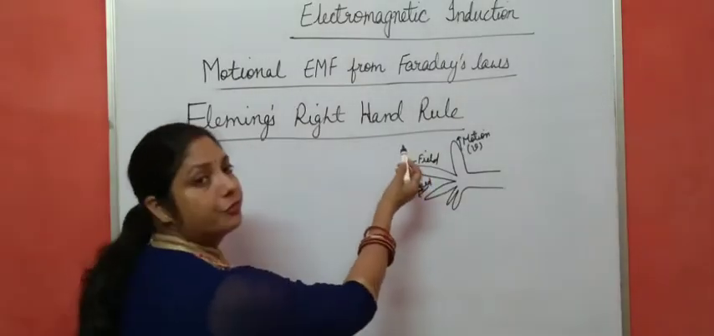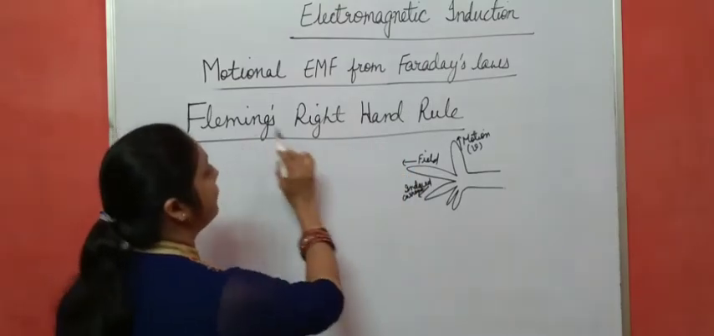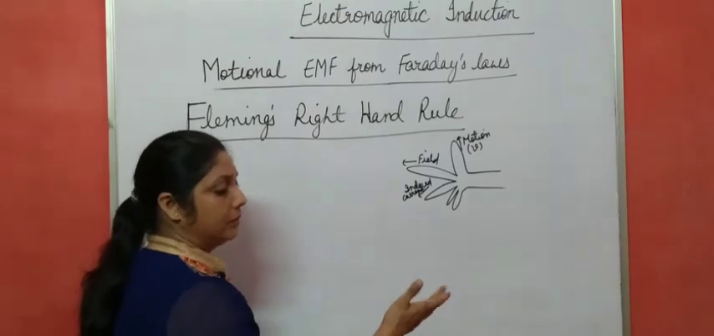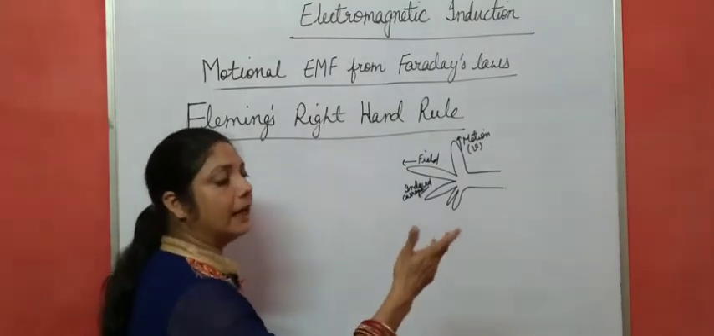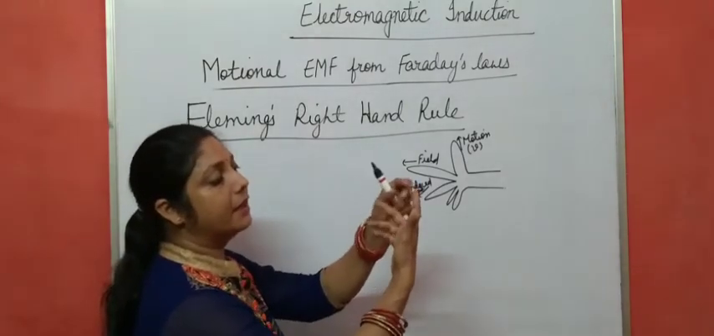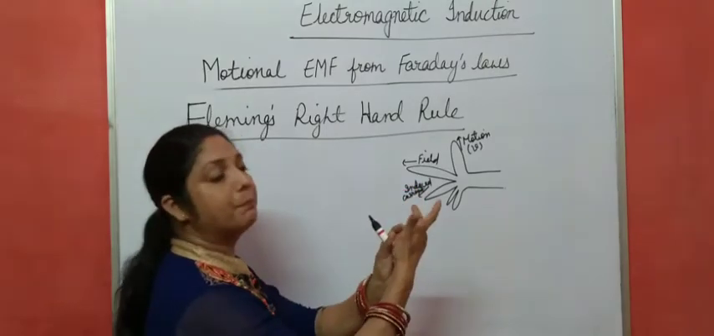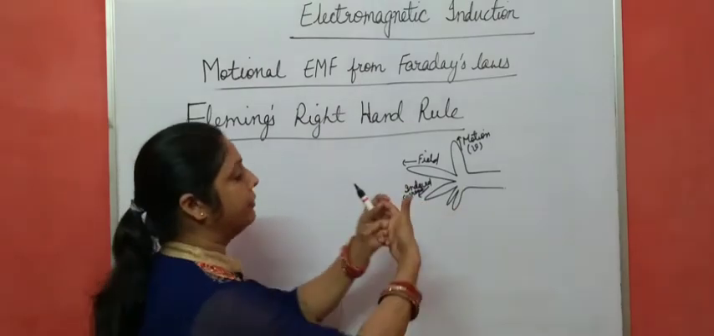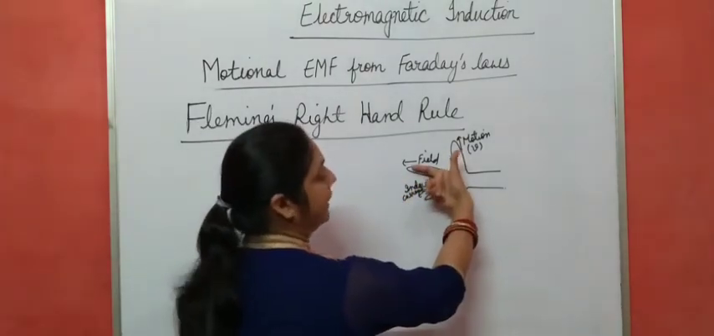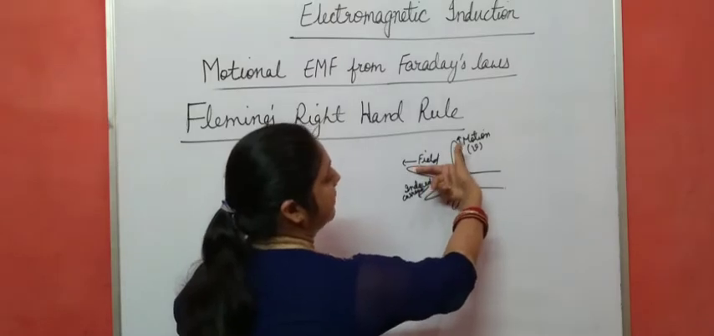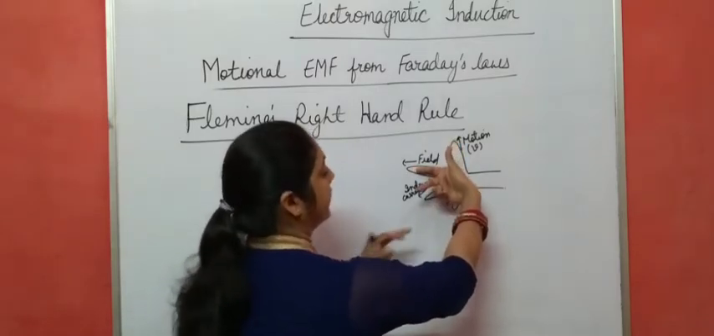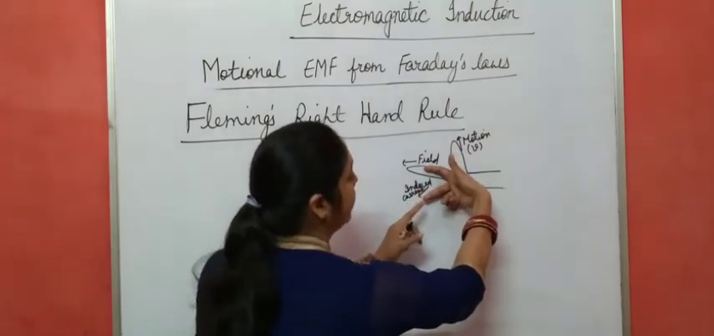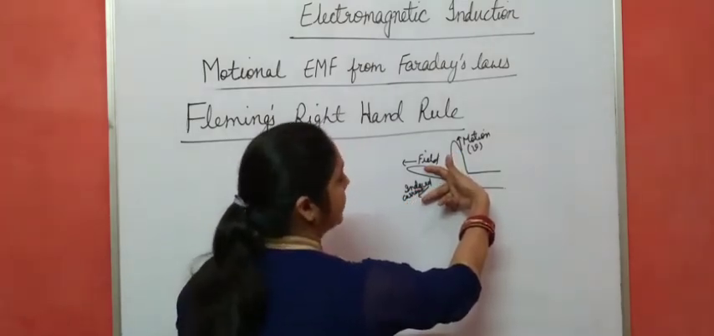Now, the direction of induced current is given by Fleming's right hand rule. According to this rule, if you stretch your thumb and the other two fingers, the middle finger and forefinger, in mutually perpendicular directions like this, then if the forefinger represents the direction of magnetic field and the thumb represents the motion of the conductor, then the middle finger represents the direction of induced current.